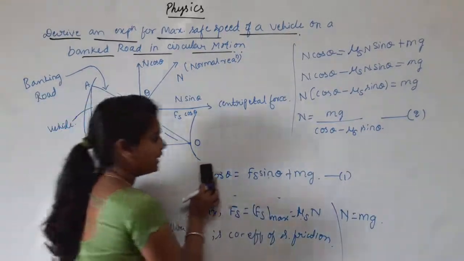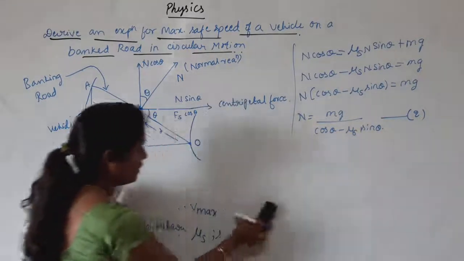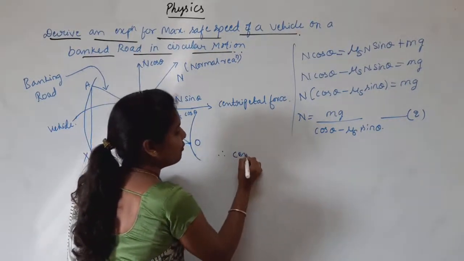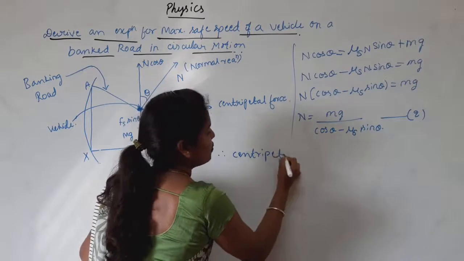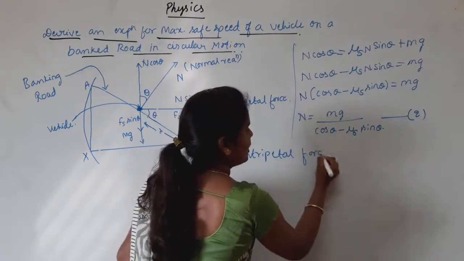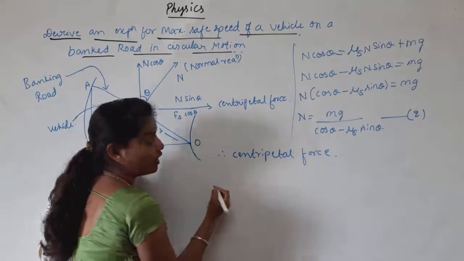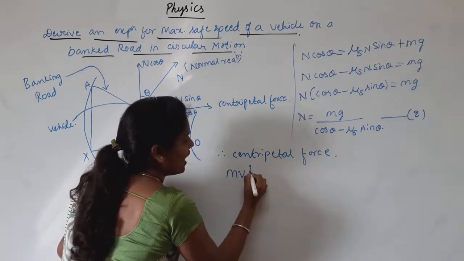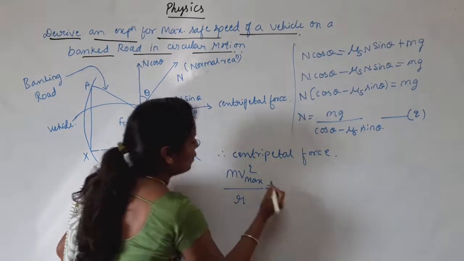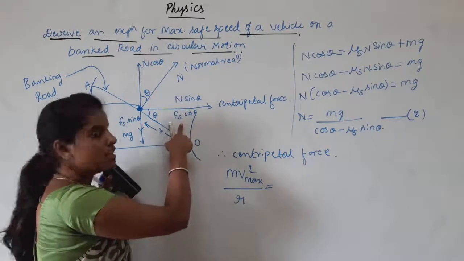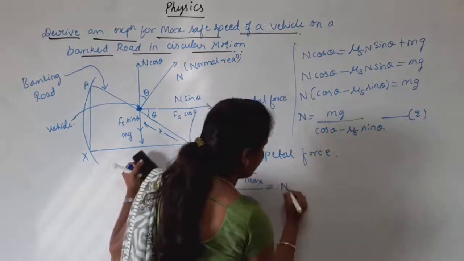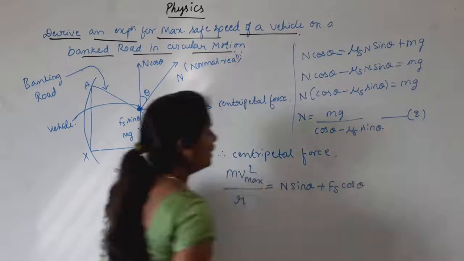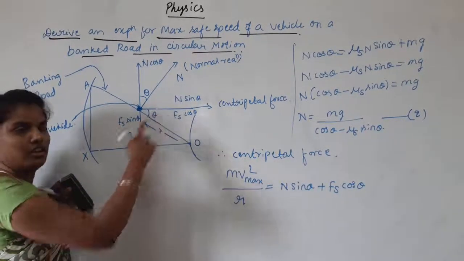But from the centripetal force diagrams we know that the formula for centripetal force, m v max square divided by r, is equal to n sin theta plus Fs cos theta. This is the centripetal force from this diagram.